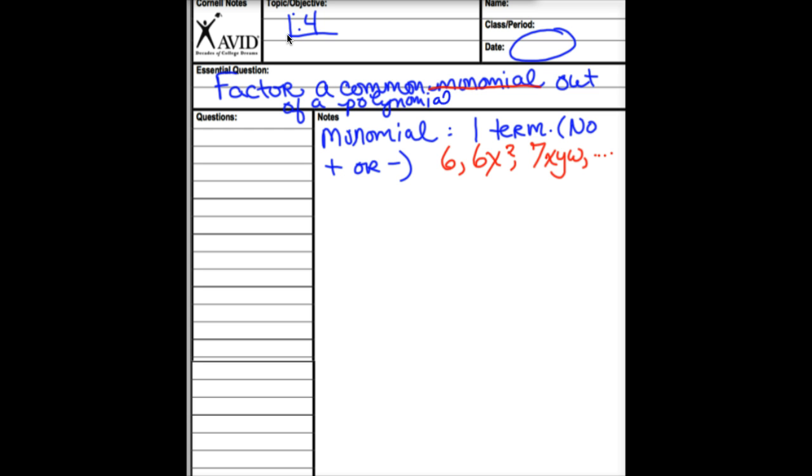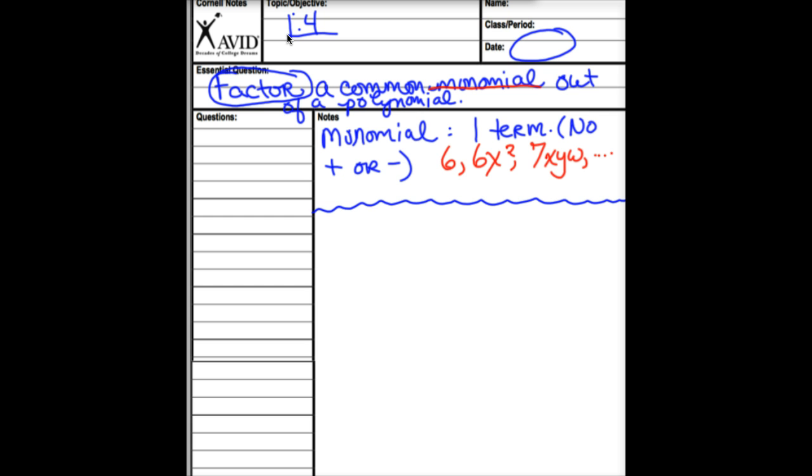Poly just means many, so out of a many term you're going to factor. Let's circle that word factor. Remember, factor means to break into multiplication. You might even want to think of it as dividing. So let's put a little bar right here, and we'll discuss how we factor out a common monomial.